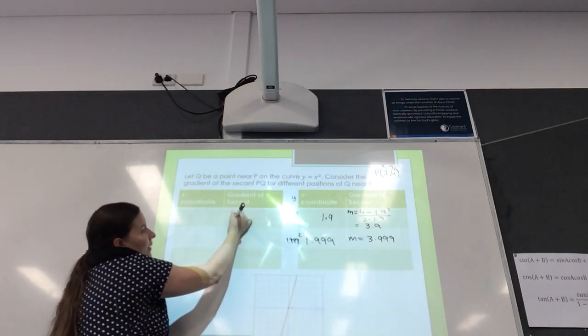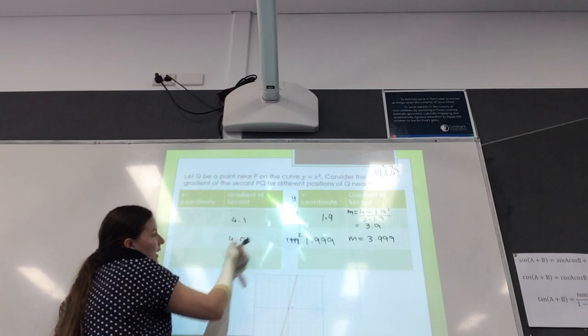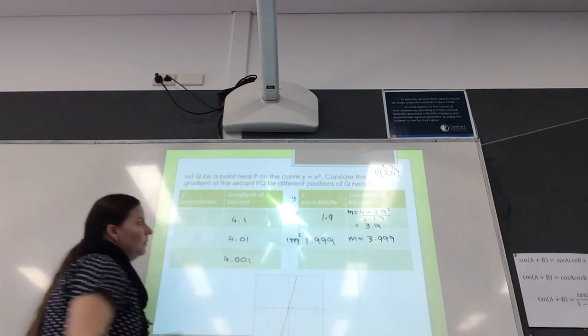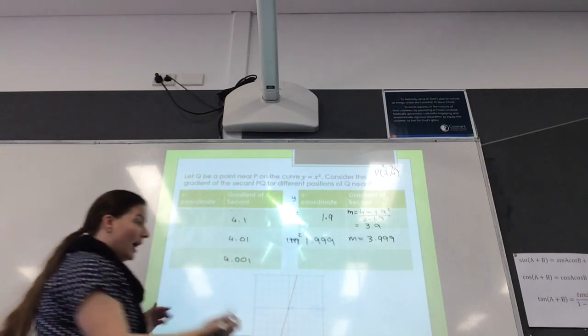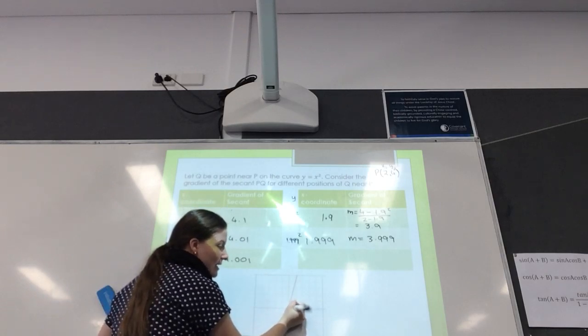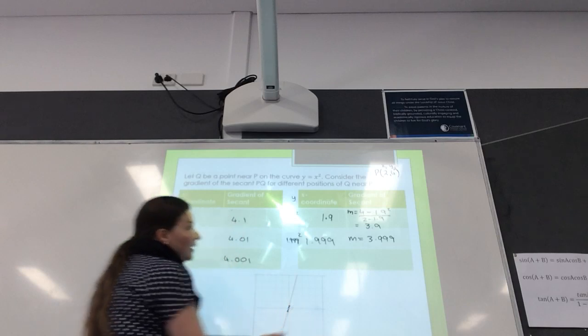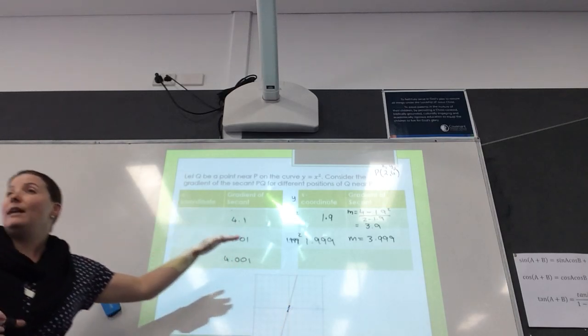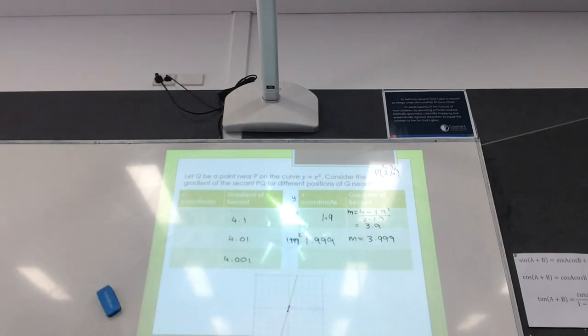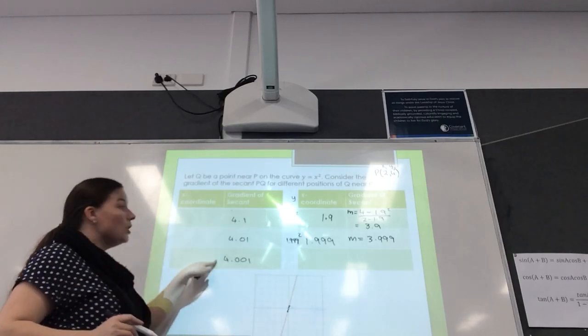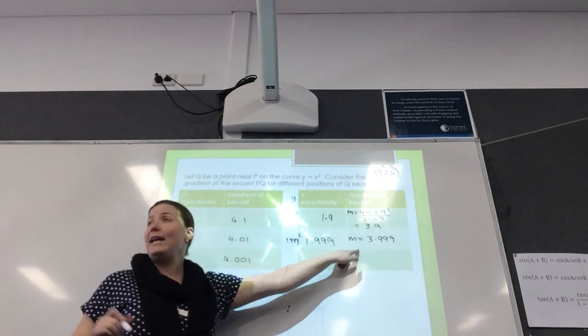On this side we had 4.1, 4.01, 4.001, okay? When we're coming from the right, so when we're looking at one like this. When we're coming from the left, we're looking at 3.9, 3.999. We're trying to get more and more accurate. So what would you say the gradient of this curve is at the point 2,4? It's 4, right?